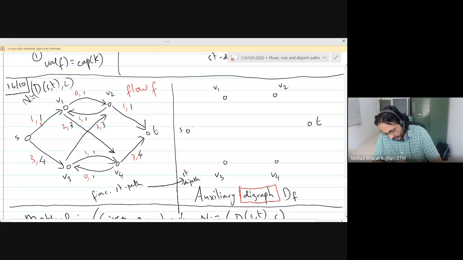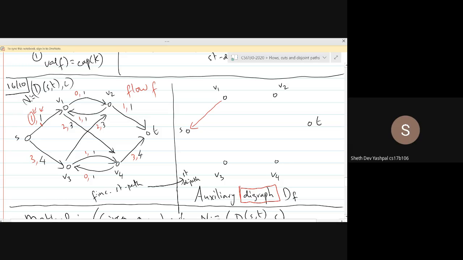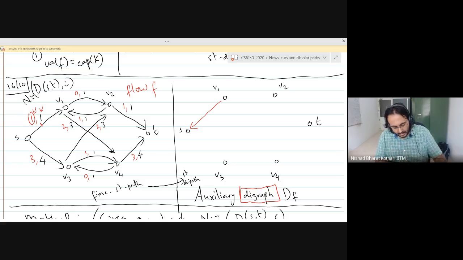So let's do that. This flow is greater than 0, so we'll put the reverse arc. And here the flow is equal to the capacity, so we cannot send any more flow on this arc. So we will not put the forward arc. Is that correct? Yes. Okay, good. Now I want to look at something more interesting. Let's see what happens here. What do we do here?